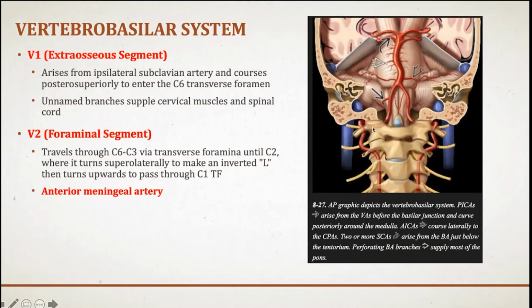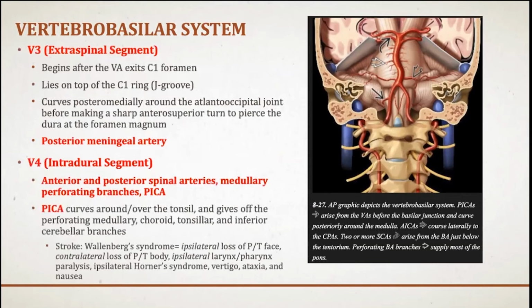The biggest branch from here is the anterior meningeal artery, and that just supplies the dura. So the V3 segment, or the extraspinal segment, begins after the vertebral artery exits the C1 foramen, and it stays on top of the C1 ring right here, which we call the J groove.